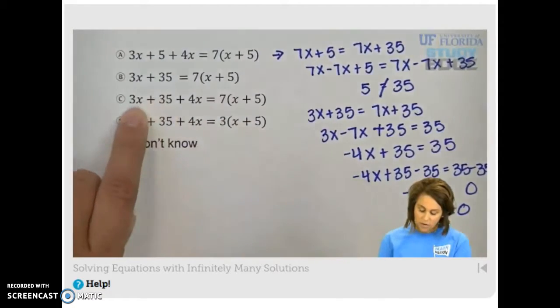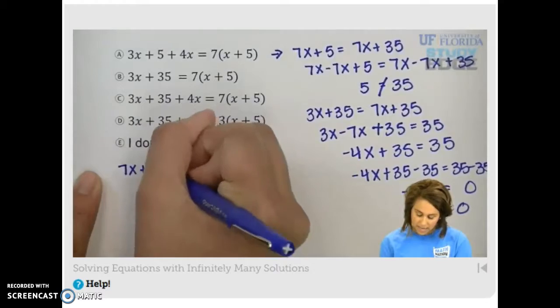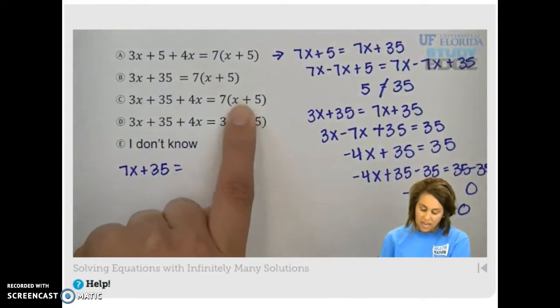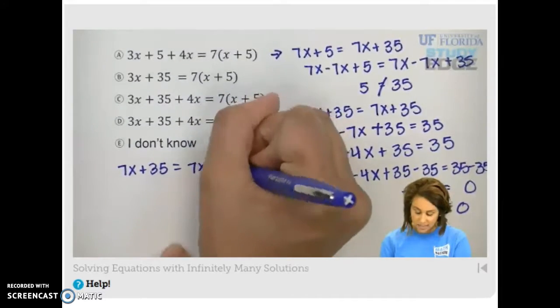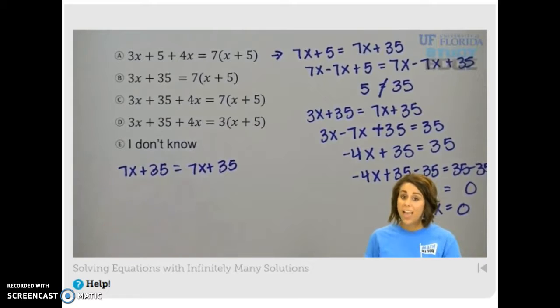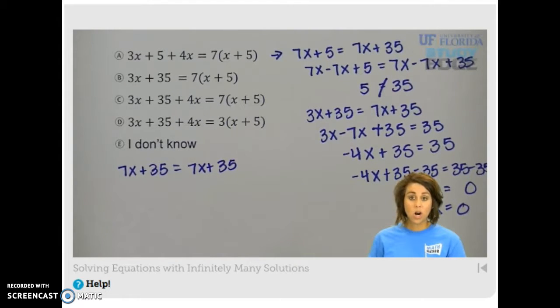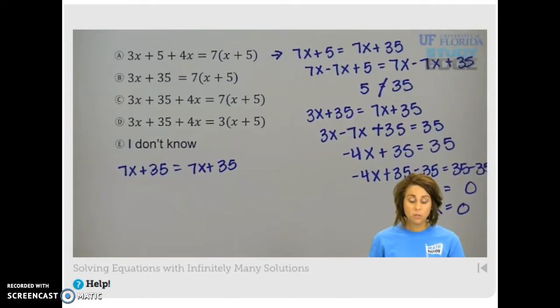We know that if we combine like terms on the left-hand side, we have 7x plus 35, right? We did that in a previous equation. And on the right-hand side, we also have 7x plus 35. What's this telling us? We've got exactly the same thing on either side of the equation. So anything we plug in for x is going to work on both sides of the equation. I think this is the one with infinitely many solutions. Let's keep going and see if you guys agree.